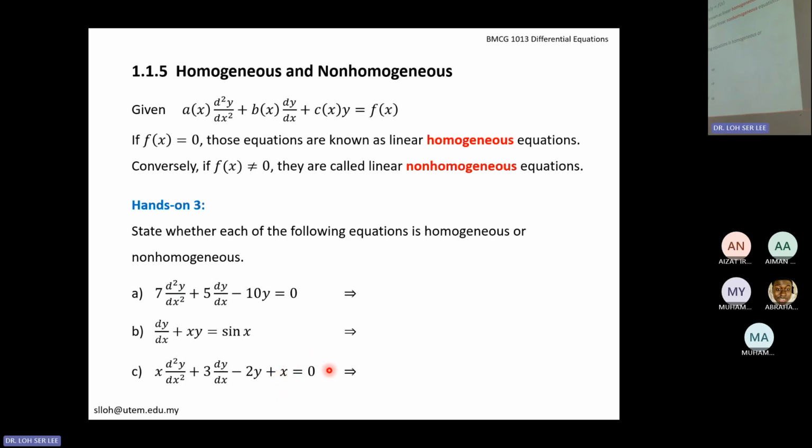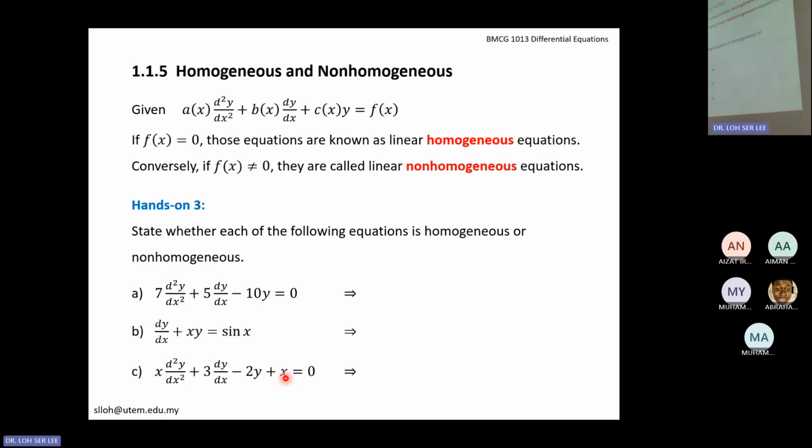This one should be on the right, because x is not multiplied to any of the derivatives or the dependent variable. So this should be on the right, equals to -x. So this is non-homo. For homo, in all of the terms you will see the dependent variable. When you see a term without the dependent variable, it will be non-homo. This is the simplest way to identify whether it is homo or non-homo.